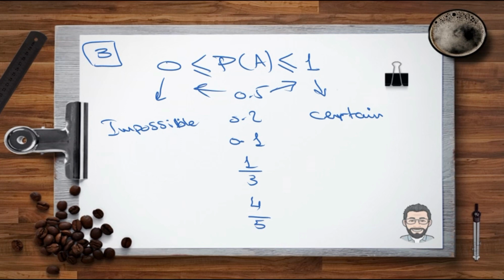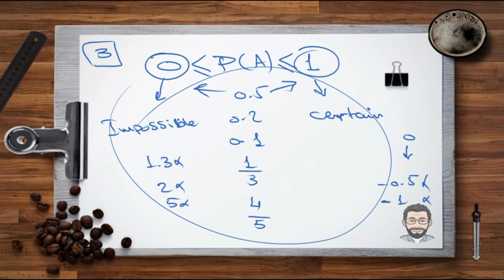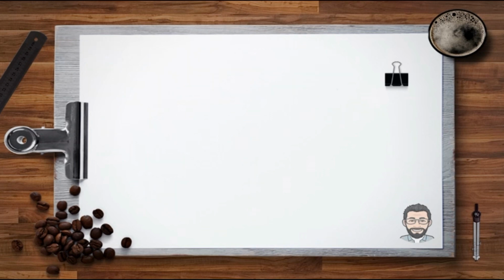Okay, all of these are probability. So we don't have any probability less than 0, like negative 0.5, negative 1. No, it's going to be wrong. We don't have any number bigger than 1, like 1.3. Wrong. We don't have 2. We don't have 5. So the maximum probability is going to be 1, and the smallest one is going to be 0.